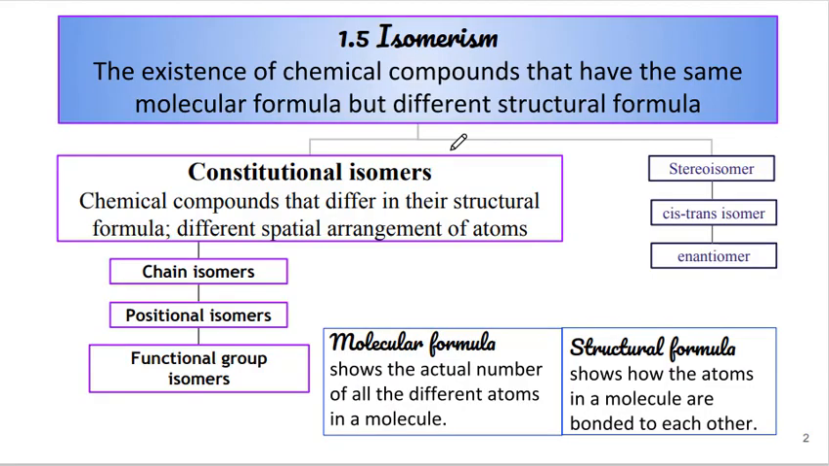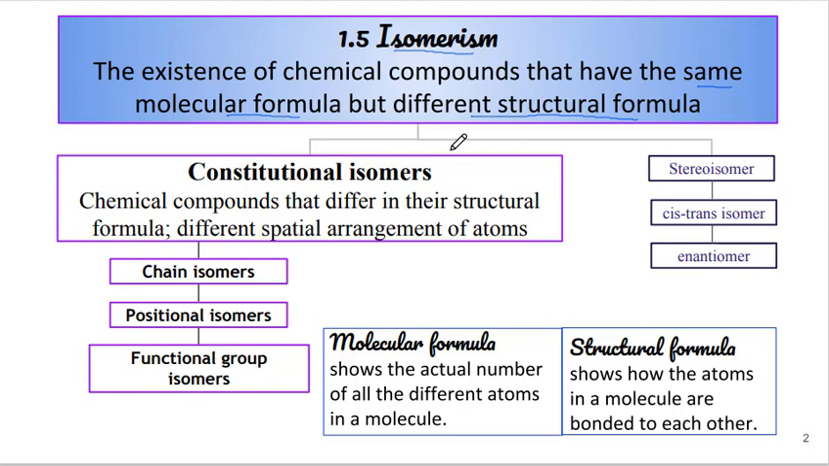Okay, so first we must know apa tu maksud isomerism. Okay, so isomerism means chemical compound that have the same molecular formula. Same molecular formula maksudnya bilangan atom yang ada dalam compound tu. Contohnya kalau ada carbon, hydrogen, oksigen dan sebagainya, bilangan atom yang ada dalam compound tu adalah sama, tetapi different structural formula. That means cara dia bonded in the compound tu, dia punya structure tu is different lah.